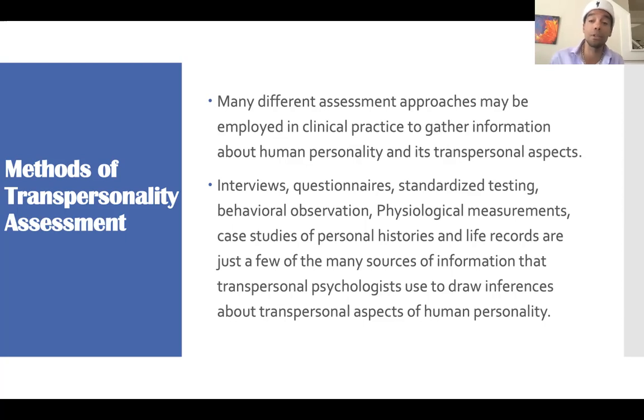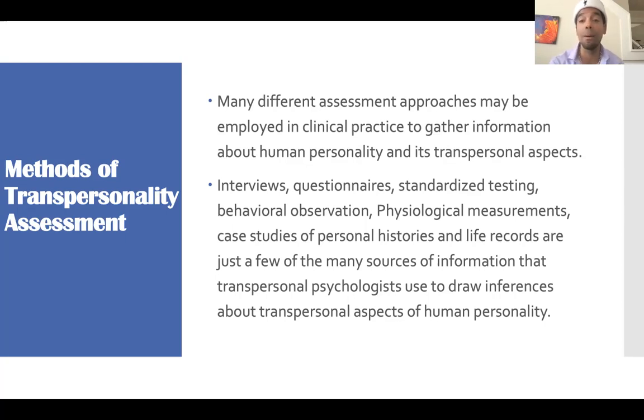So, bringing the transpersonal lens to interviews, questionnaires, standardized testing, behavioral observations, physiological measurements, case studies of personal histories around transpersonal phenomena and experience, and life records are just a few of the many sources of information that transpersonal psychologists use to draw inferences about transpersonal aspects of human personality.